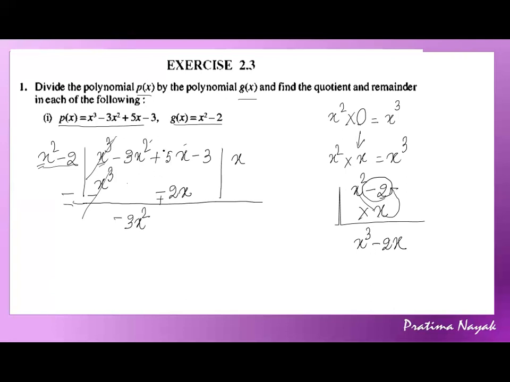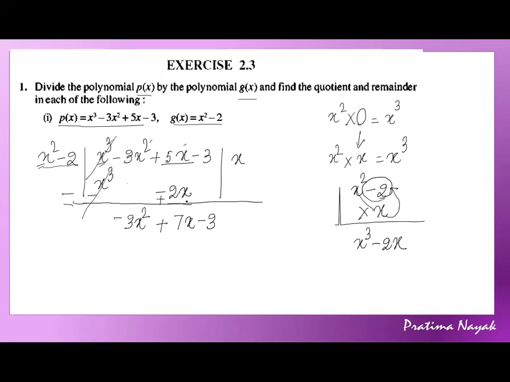Next, you will simplify this one, 5x plus 2x. Now the sign will be taken plus, not minus. Plus 2x plus 5x will give you 7x. And minus 3 will come as it is. So one step is clear.